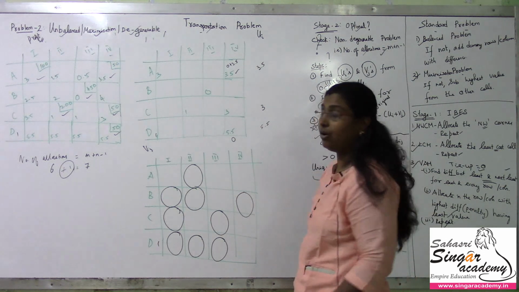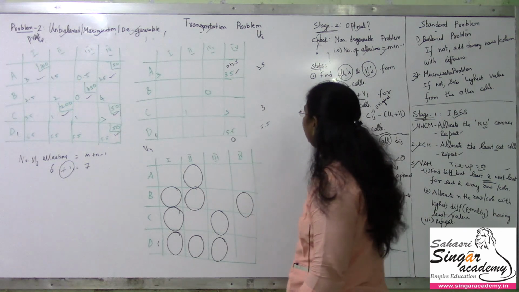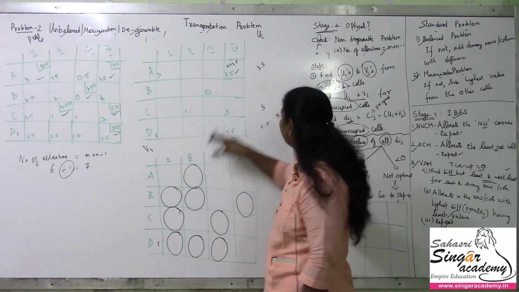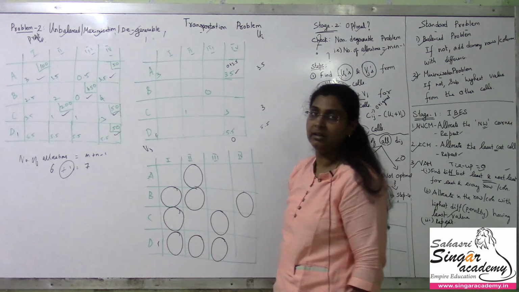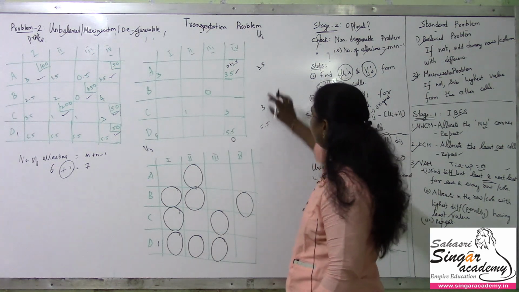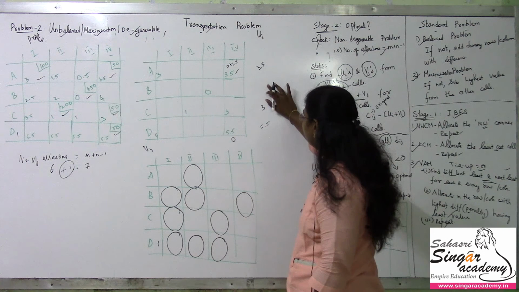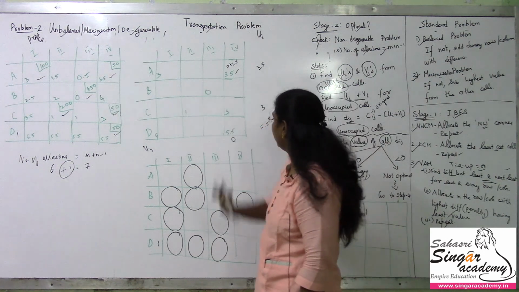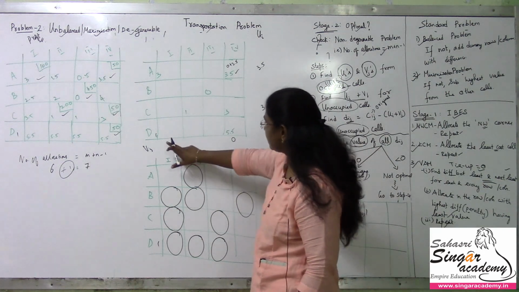I have to do it for all the occupied cells. All the ui's and vj's have to be filled up. So I have to fill this value. Let me check what could be done. For finding this one, there is no option. Let me go for this V1.